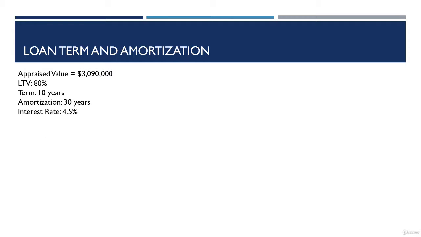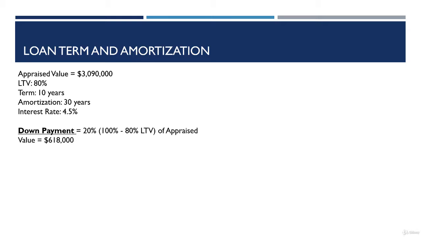The appraised value, or the value that the bank thinks the property is worth, is $3.09 million. Okay, the LTV is 80%, there's a 10-year term, and a 30-year amortization. Interest rate is at 4.5%. So what does all this mean?